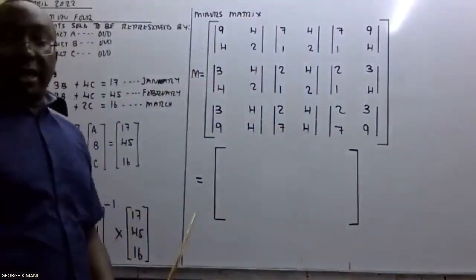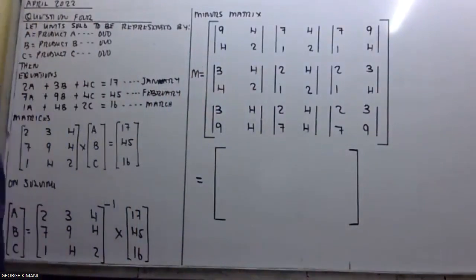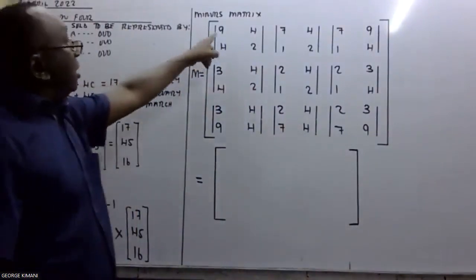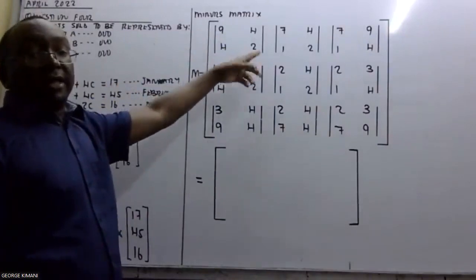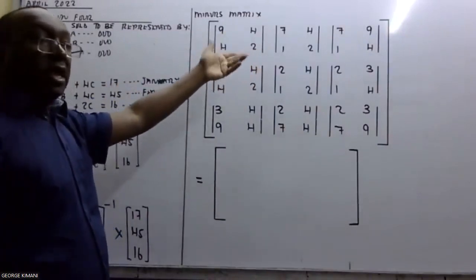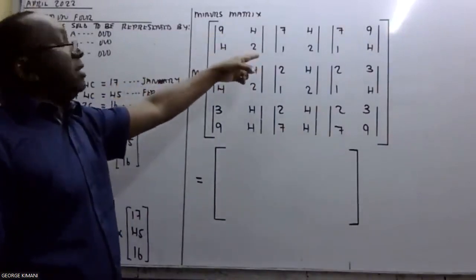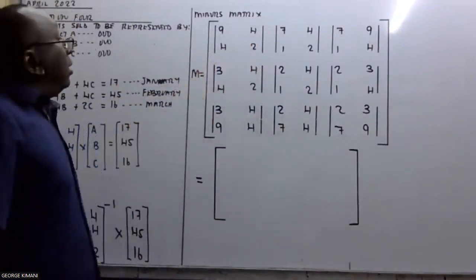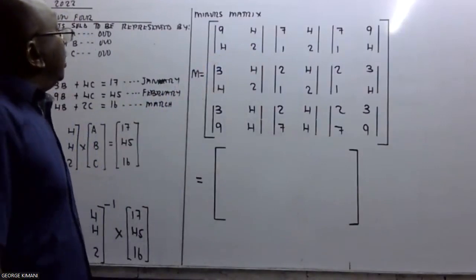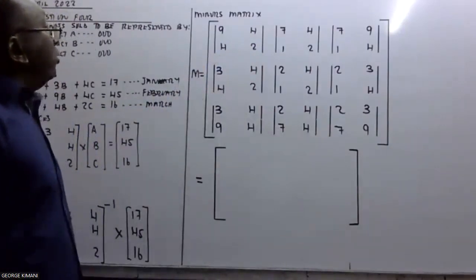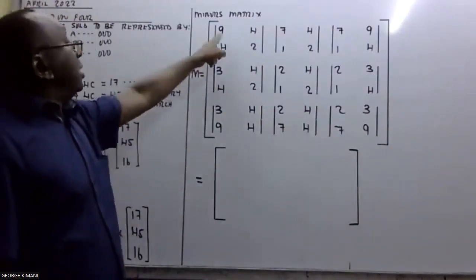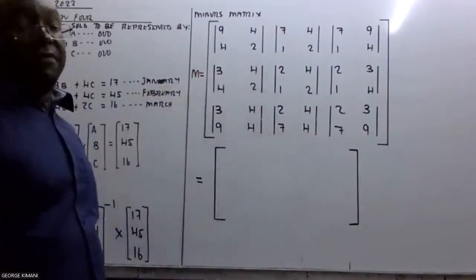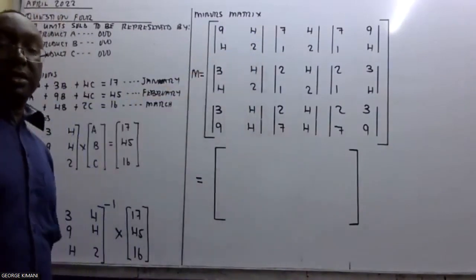So start working and giving me the figures. This one, 9 times, now this is what I was avoiding, working with millions, because this now will be 18 million, 16 million. A lot of work and space. So give me the determinant, 9 times 2 minus 4 times 4. The answer is what?